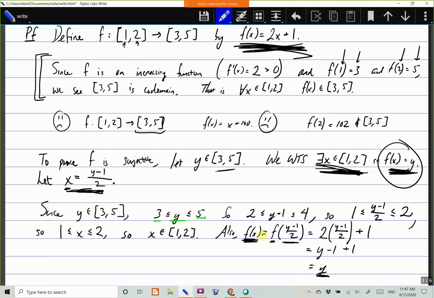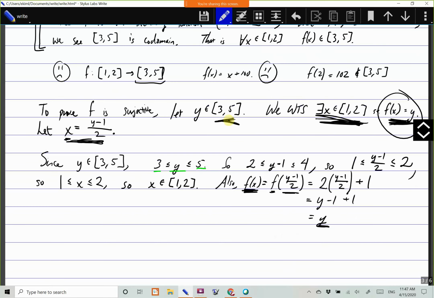So this proves that for any output between 3 and 5, I've shown there is an input x between 1 and 2. I've defined the input you need based on the output, and I've proved that this input produces that output. So you have a surjective function.